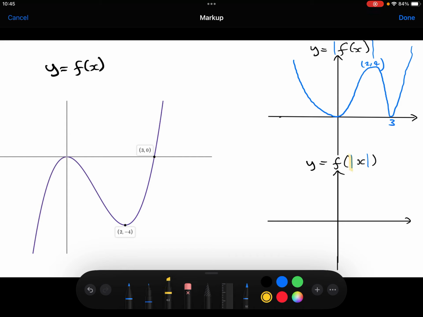Let's now draw the graph where the modulus is on the inside. So that's affecting the x coordinates. The positive part of the x graph, this part here, will be exactly as it was before, because the modulus does nothing to that part of the graph. So let me draw that in. Coming down to the point 2, minus 4, up through the point 3.